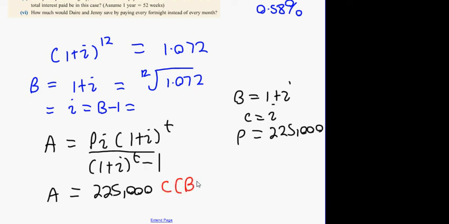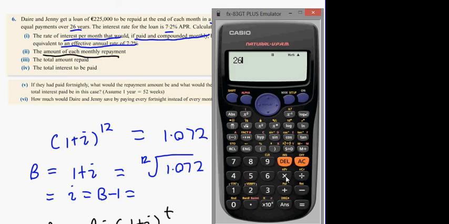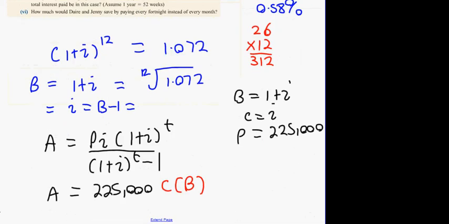Then we have B. Now we have to find out how many months we're in here for. It's going to be 26 multiplied by 12, 26 years by 12, and what that'll get me is 312 months. Just double check that, 312 months. So the t value is 312. Then it's all divided by B to the power 312 minus 1.